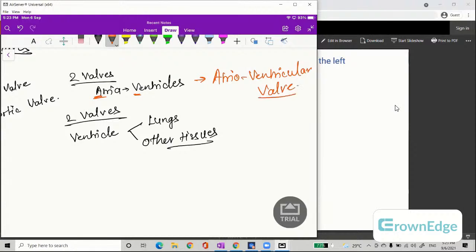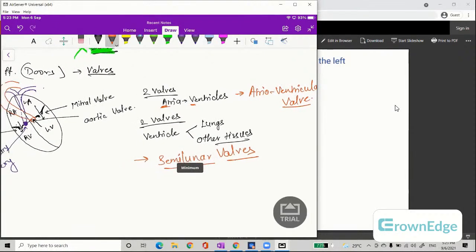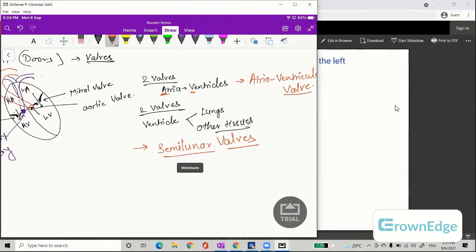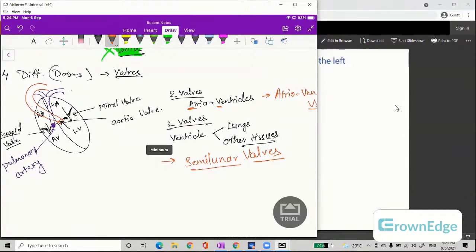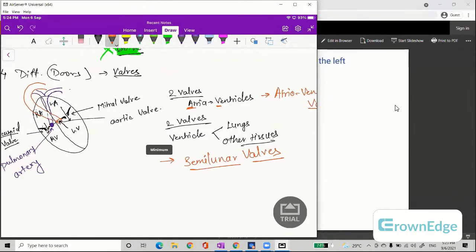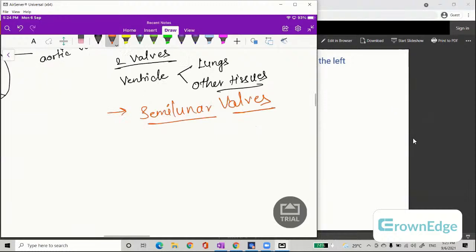Atrioventricular valve. And these valves which are allowing the blood to go from the ventricles to the tissue are known as semilunar valves. So these are the four valves which we do have. Two atrioventricular valves, and two of them will be your semilunar valves. The colorful ones are the semilunar valves and the black ones are the atrioventricular valves. Okay, fine. Let's come back to our question.